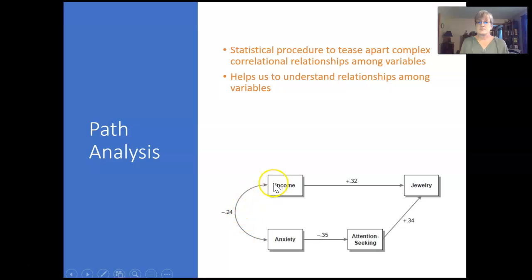So as income goes up, anxiety goes down. As anxiety goes up, attention-seeking behavior goes down, and vice versa. As attention-seeking behavior goes up, anxiety goes down. That's a negative correlation. And then as income goes up, how much jewelry you have goes up. As attention-seeking goes up, how much jewelry you have goes up. So you have this really kind of complicated connection between these variables.